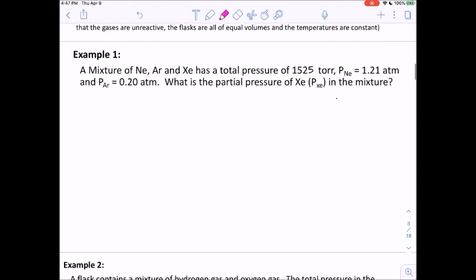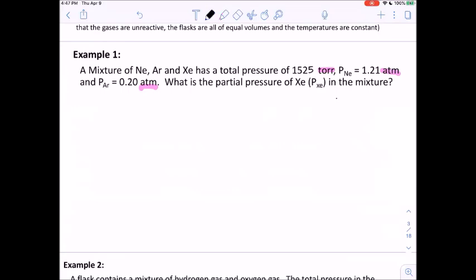So these problems are actually relatively easy. The most difficult thing about them is making sure that all of your units are matching, because we can't add things together if they don't have the same units. So the first thing you want to do when you're looking at these problems is check out your units. This one tells us a mixture of neon, argon, and xenon has a total pressure of 1,525 torr. Then the pressure of neon is in atmospheres, and the pressure of argon is also in atmospheres. And it asks us for the partial pressure of xenon in the mixture.